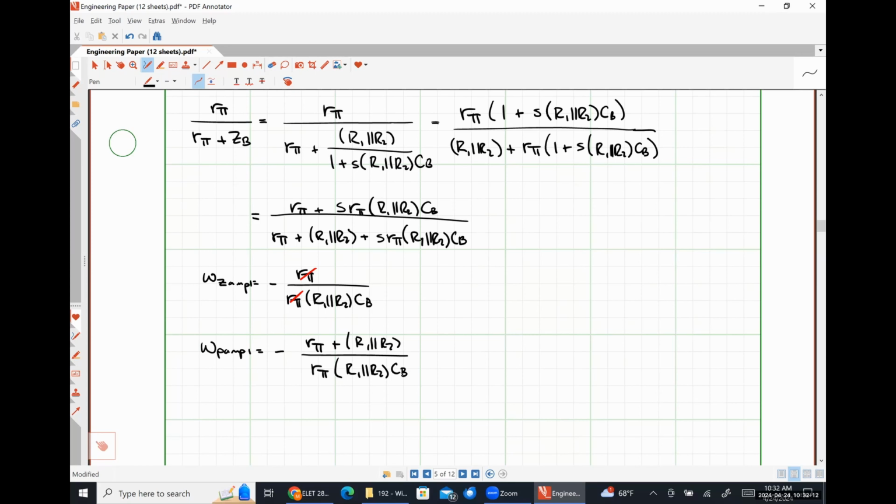You all okay with this? Did I mess up any of the moving stuff around to find my poles and zeros? I don't think I did, but I wouldn't put it past me.